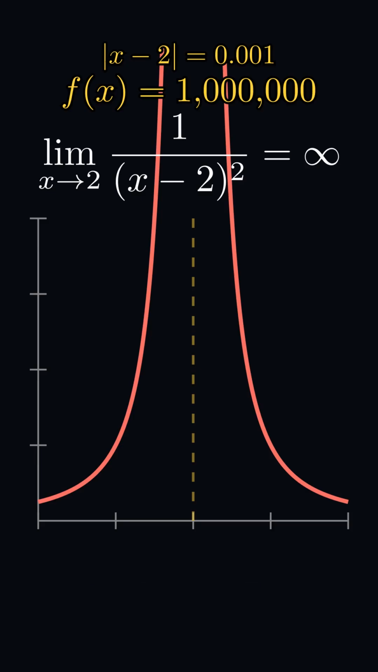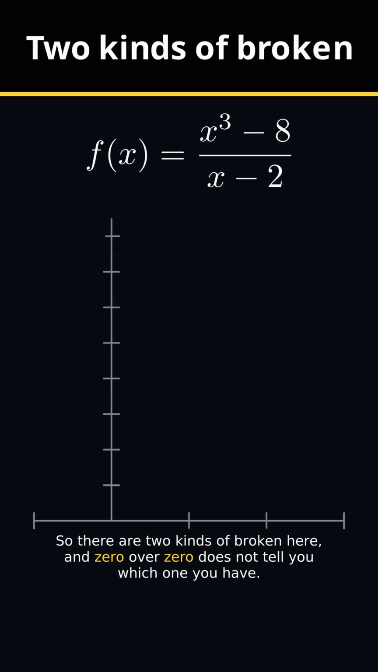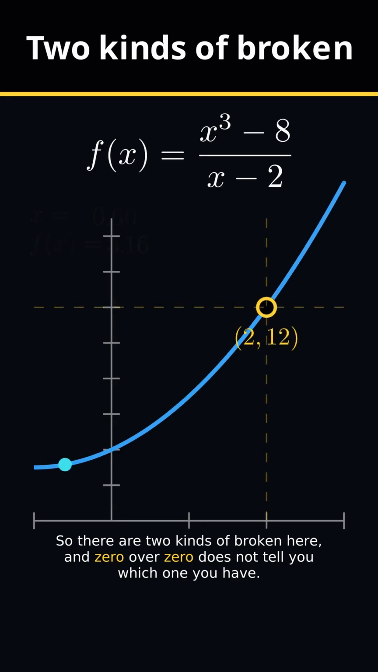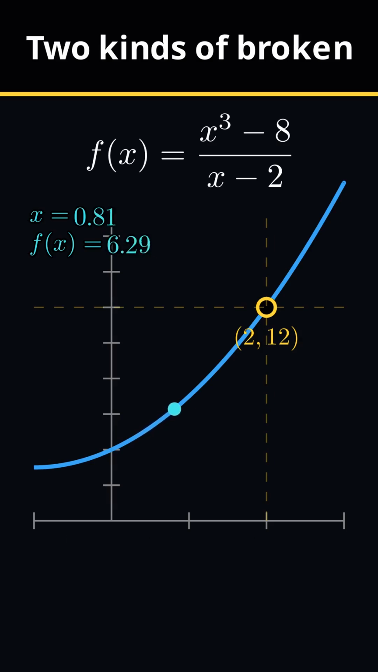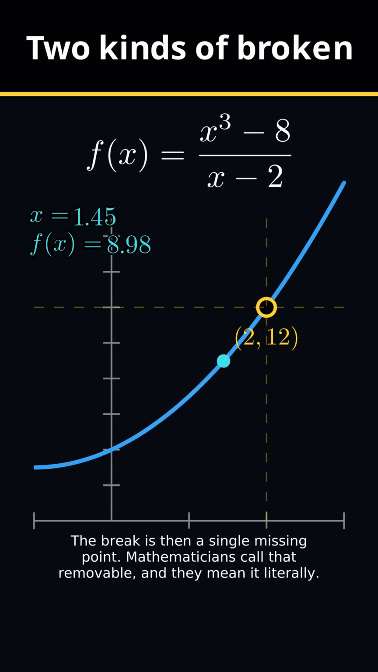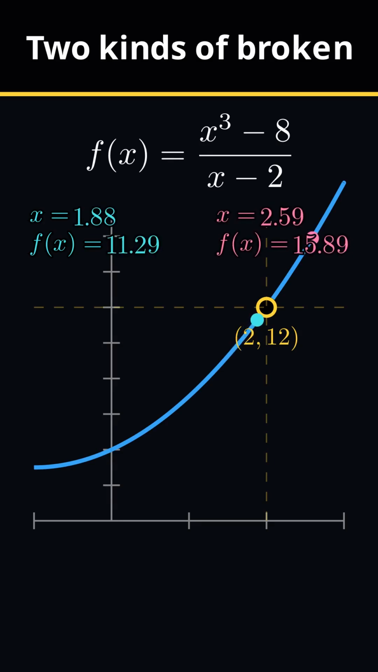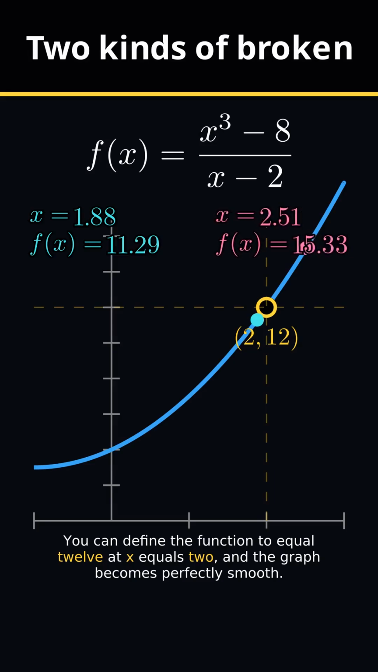So there are two kinds of broken here, and 0 over 0 does not tell you which one you have. If the thing causing the 0 on the bottom also appears on the top, it cancels. The break is then a single missing point. Mathematicians call that removable, and they mean it literally. You can define the function to equal 12 at x equals 2, and the graph becomes perfectly smooth.